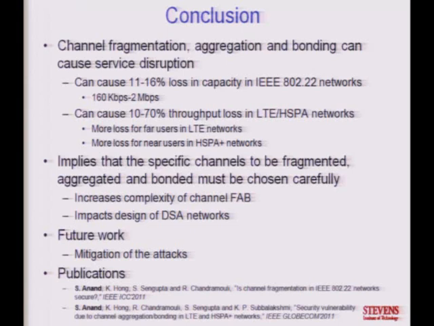Now that concludes what we were doing on the channel fragmentation. That's one kind of security vulnerability in wireless networks, which is specifically due to channel fragmentation and bonding.